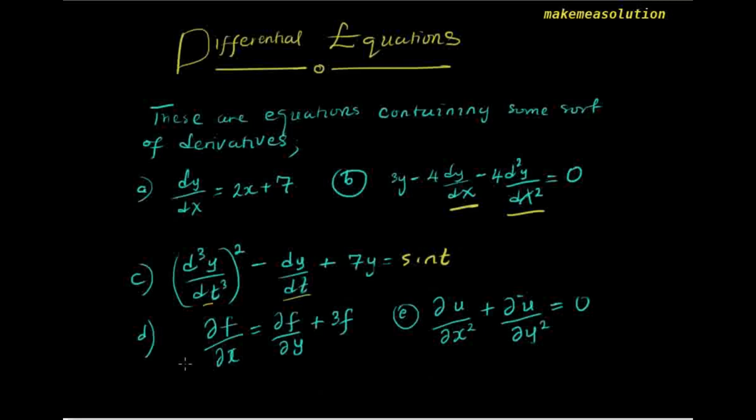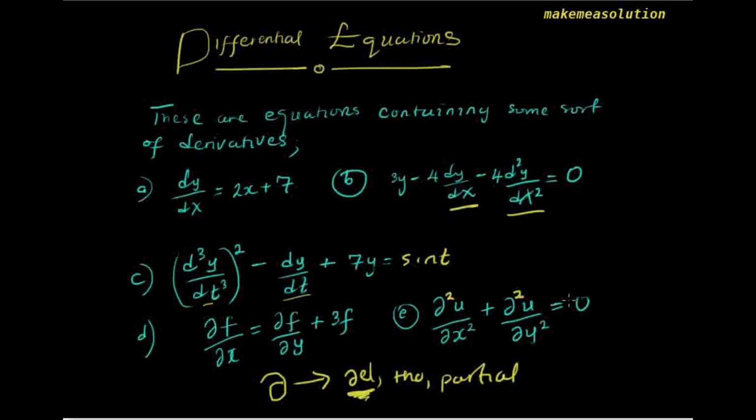Then going over to D, you can see this funny-looking symbol, and most of us will be wondering what this symbol is. This symbol goes by many names, but it is commonly called the del operator, or partial. Let's go with del. So you hear me say del f by del x is equal to del f by del y plus 3f. Then on the other side, del 2u by del x squared plus del 2u by del y squared is equal to 0.